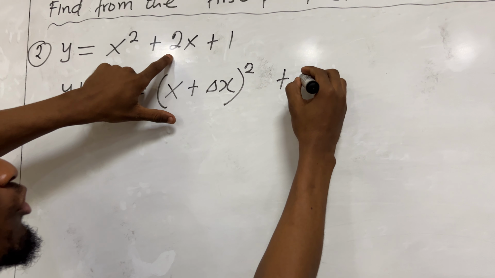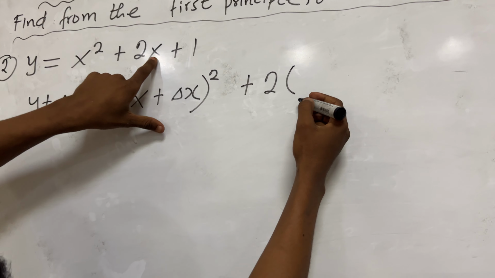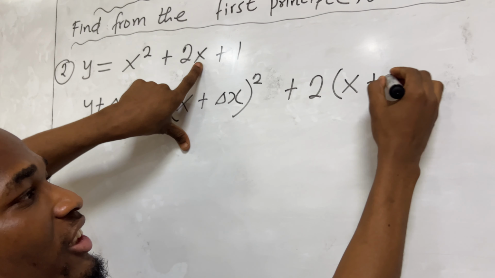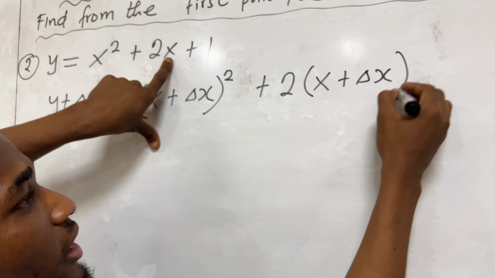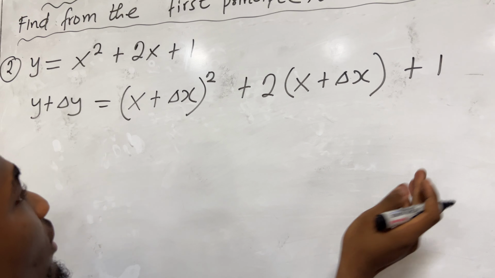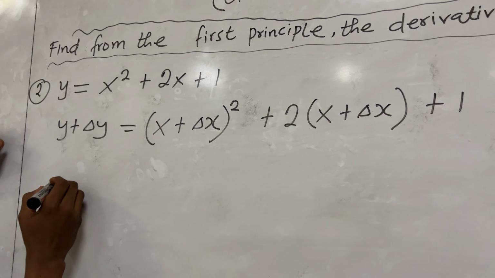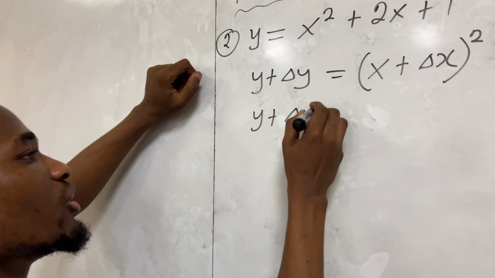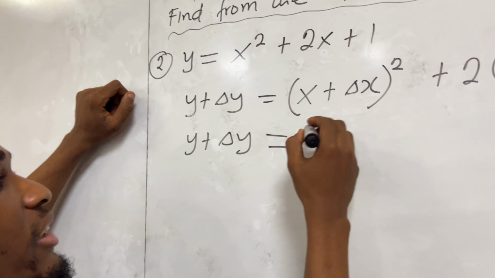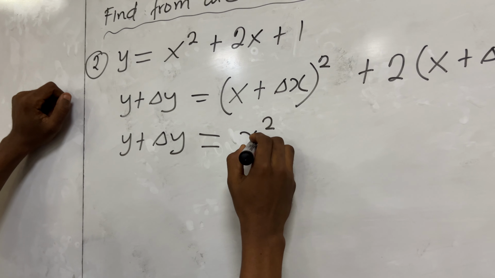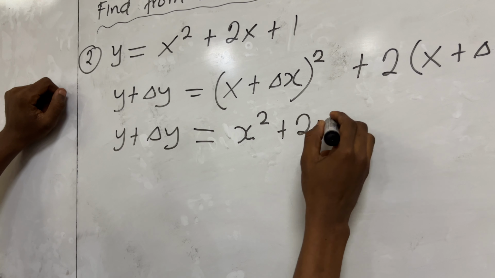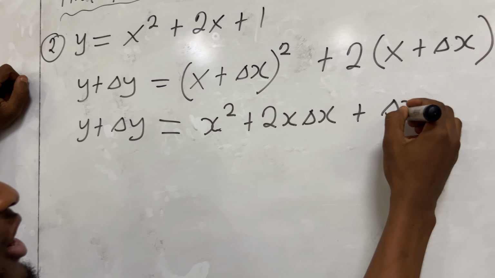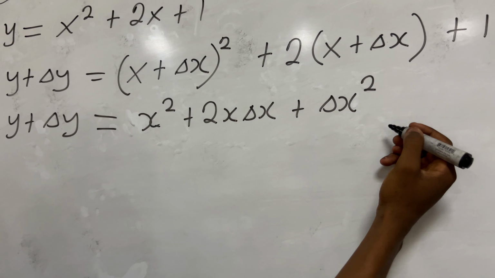Then plus, I have 2. Wherever you see the x, you just write the x. Wherever you see x, just add plus change in x. That's all. Then plus 1. Then you can expand. So you have y plus change in y equals, when I expand this, I'll get x squared plus 2x change in x plus change in x all squared.